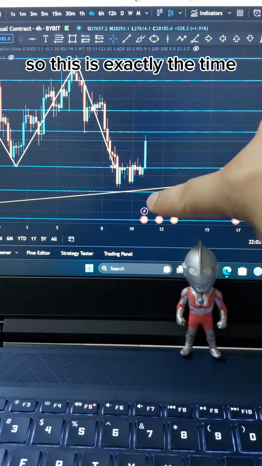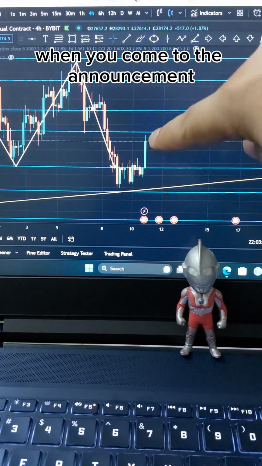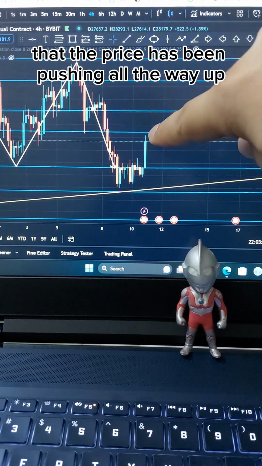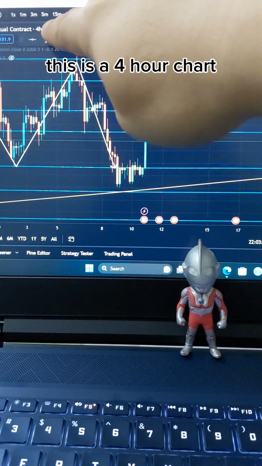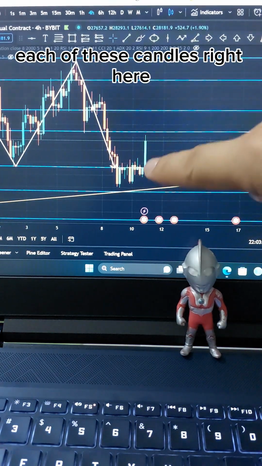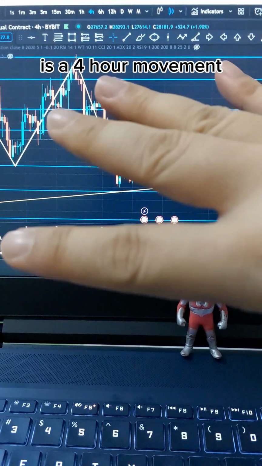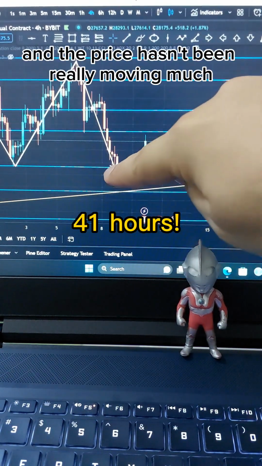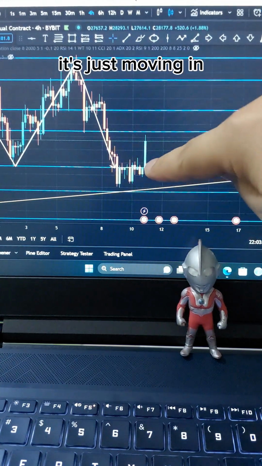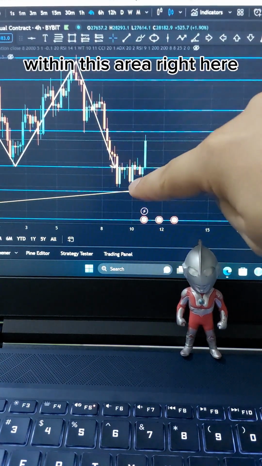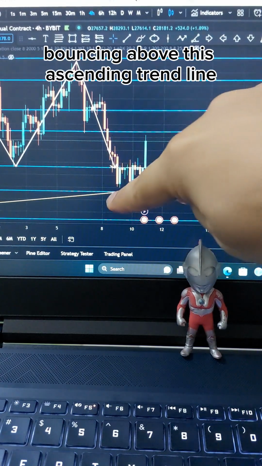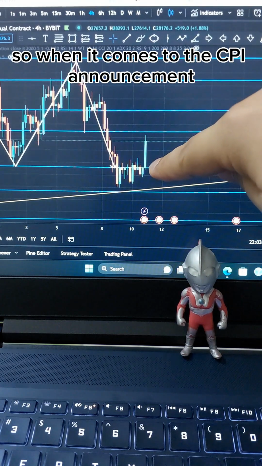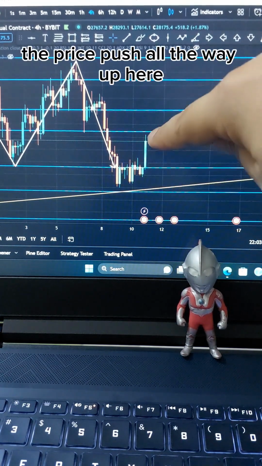This is exactly the time of the announcement, 1.5 hours ago. You can see that the price has been pushing all the way up. This is a 4-hour chart, okay? Which means each of these candles right here is a 4-hour movement. With that being said, for the past 41 hours, the price hasn't been moving much. It's just moving within this area, bouncing above this ascending trend line. When the CPI announcement came, the price immediately pushed all the way up here.